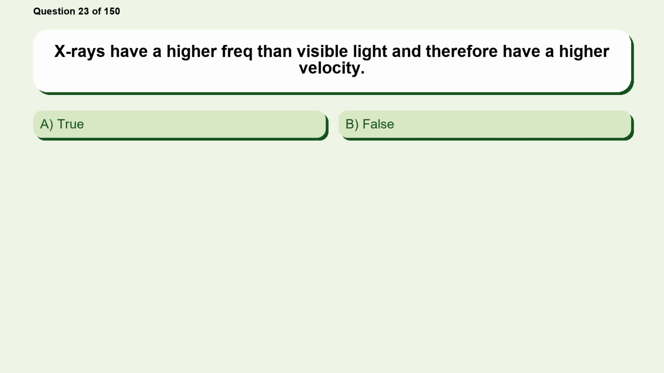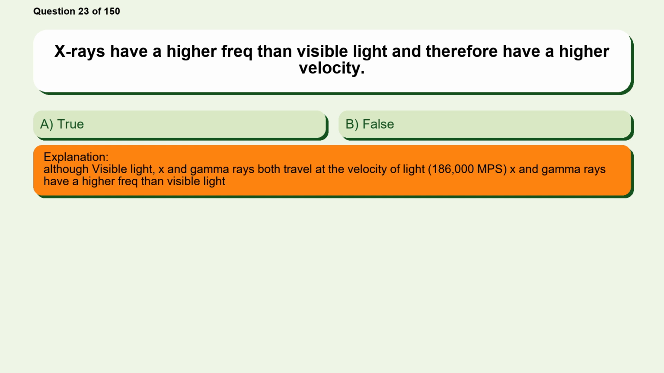Question 23. X-rays have a higher frequency than visible light and therefore have a higher velocity. Option A, true. Option B, false. The correct answer is option false. Although visible light, X and gamma rays both travel at the velocity of light, 186,000 mph, X and gamma rays have a higher frequency than visible light.